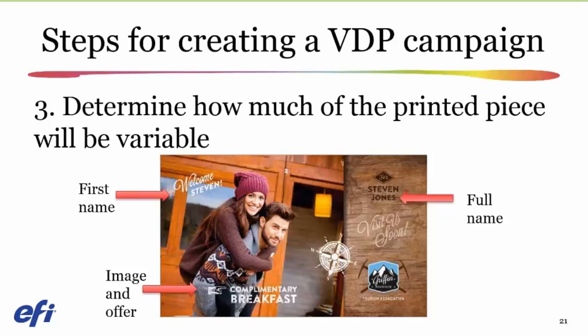The next thing you need to determine is how much of your printed piece will be variable. What are the variable elements that will have the most impact to the campaign? This is the information that you as the print service provider and your customer will need to decide early on in the design process, as it will greatly impact your customer list structure and the resources required. Again, this will also be able to be determined once you've got the customer list.